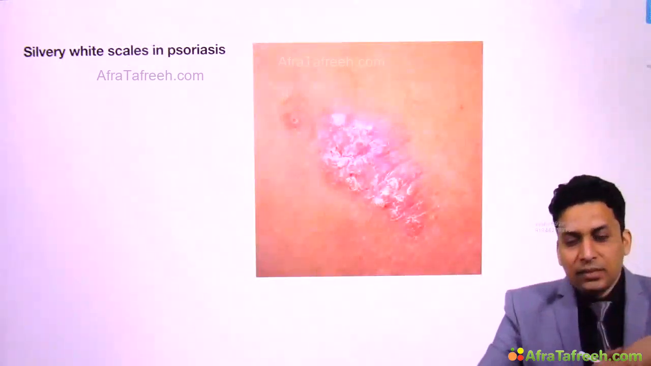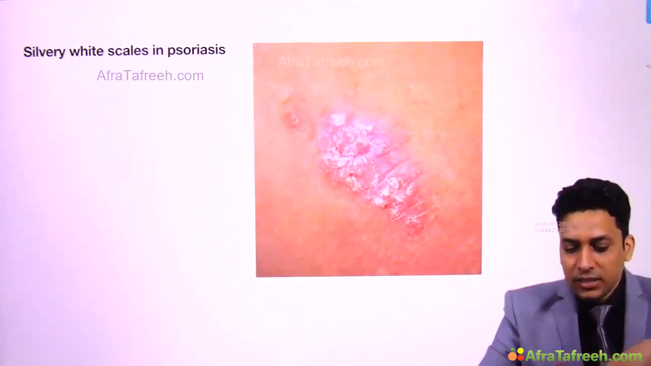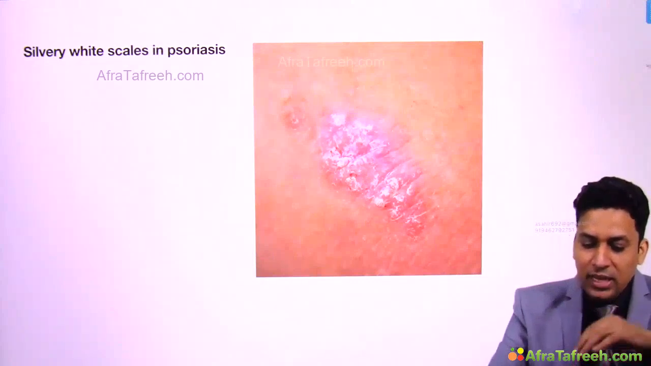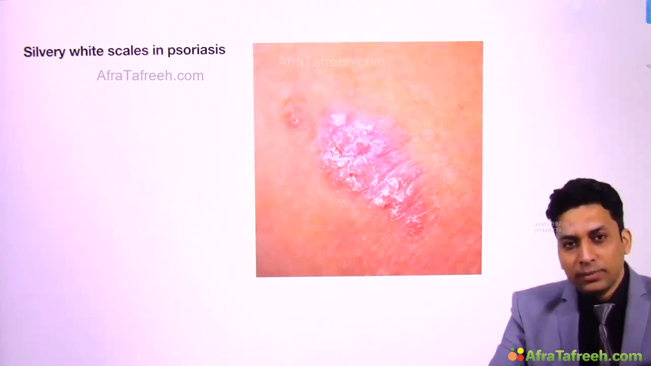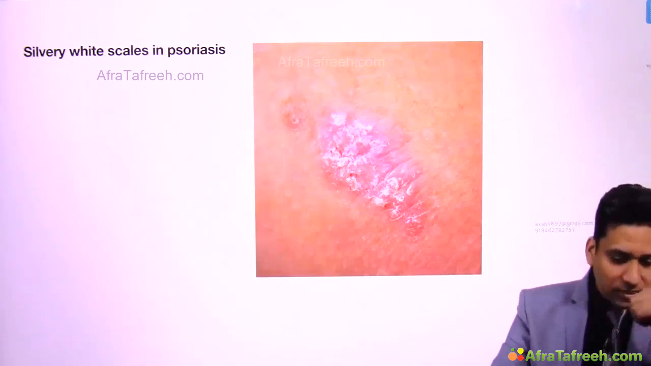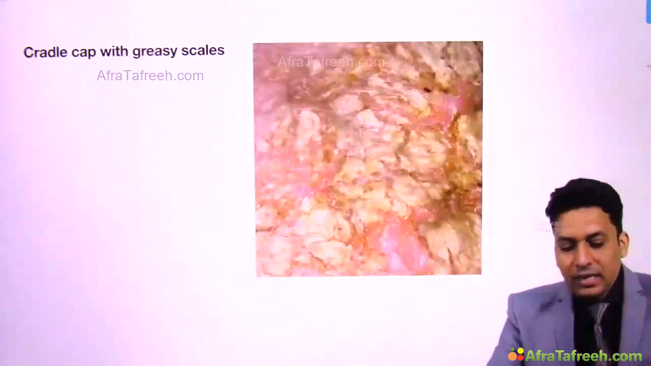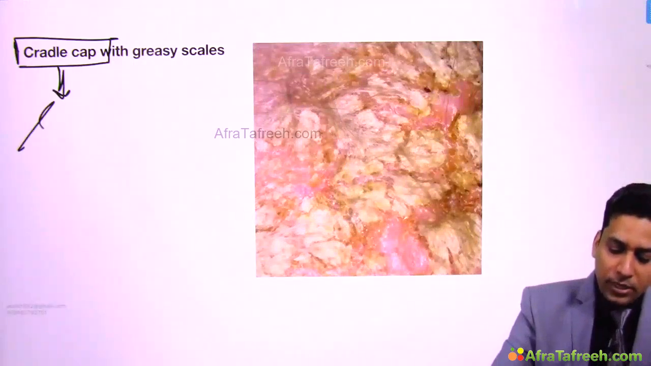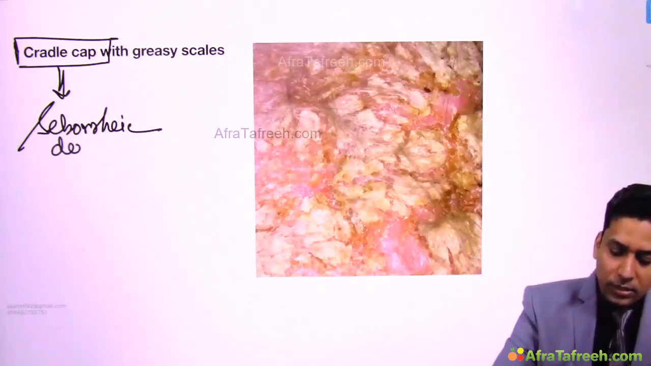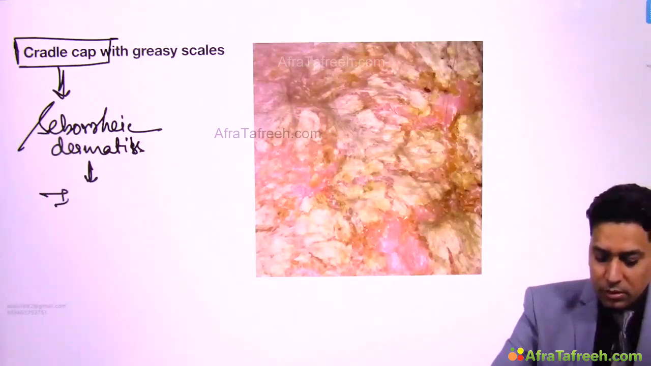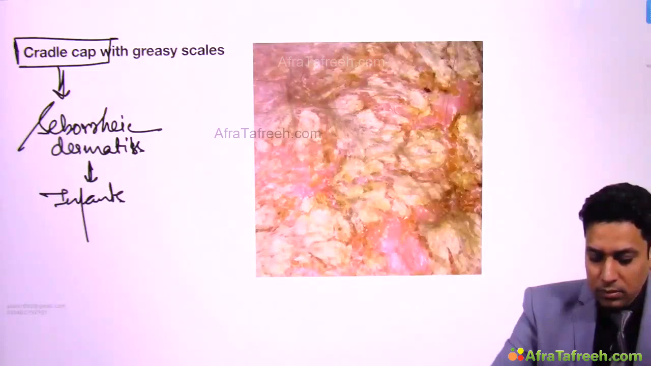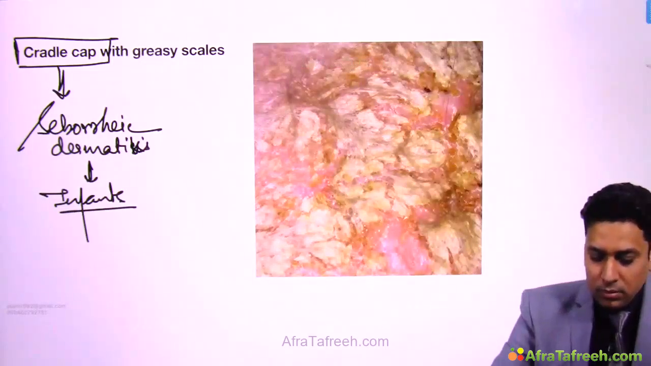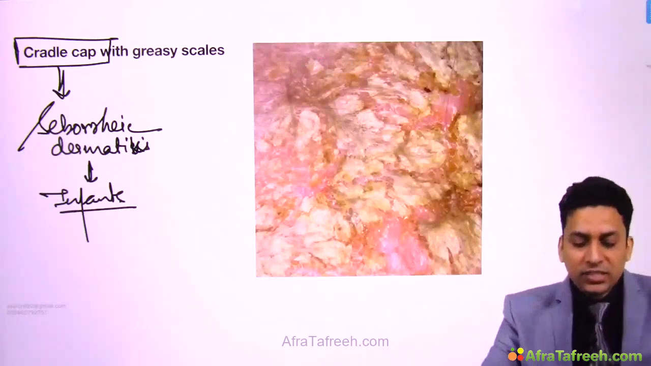Then this is a simple silvery white scaling which is seen in psoriasis. Again you can identify silvery white scaling and you can elicit a sign also, Auspitz sign, which we will be discussing later in psoriasis. Then cradle cap is a type of seborrheic dermatitis seen in infants. So seborrheic dermatitis of infants is known as cradle cap.